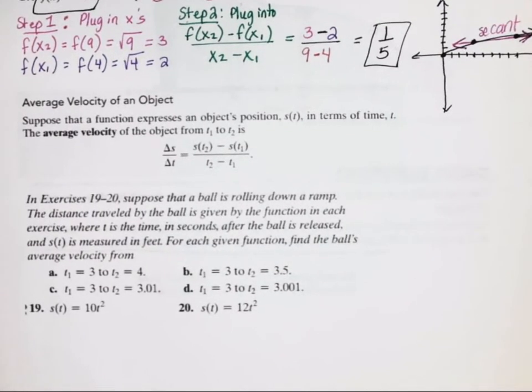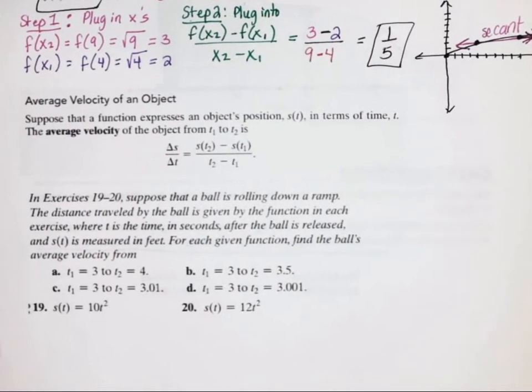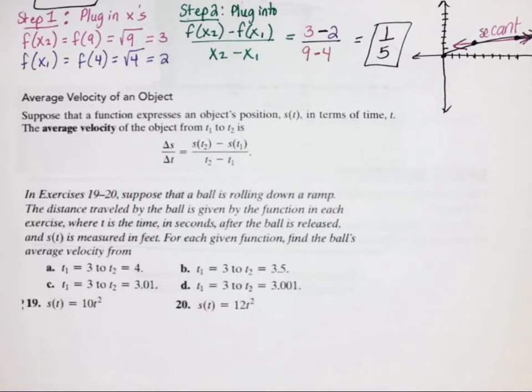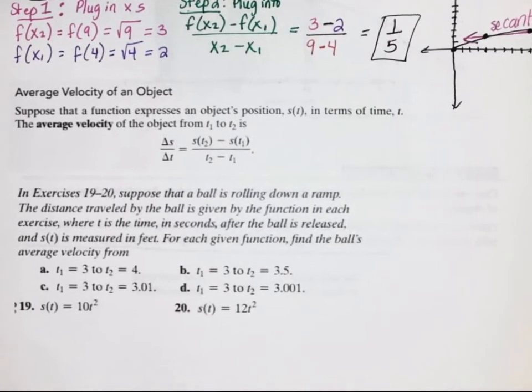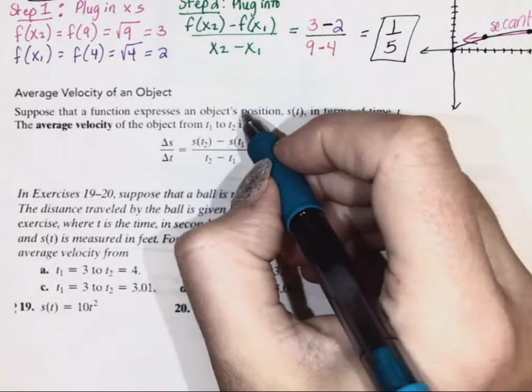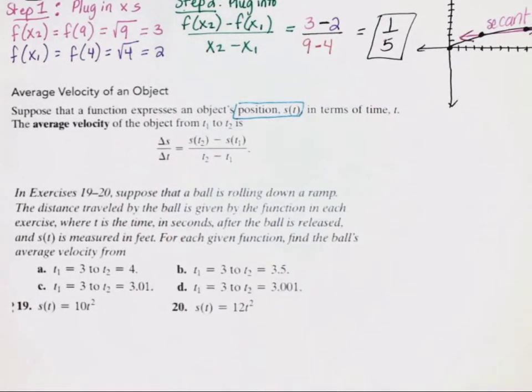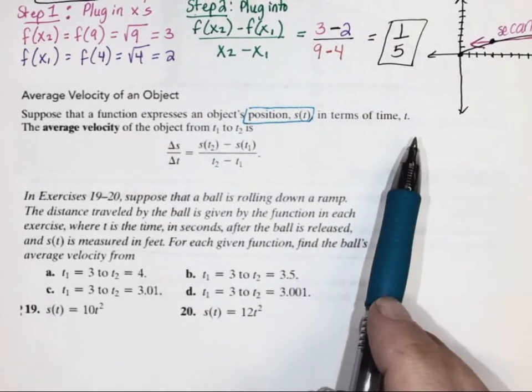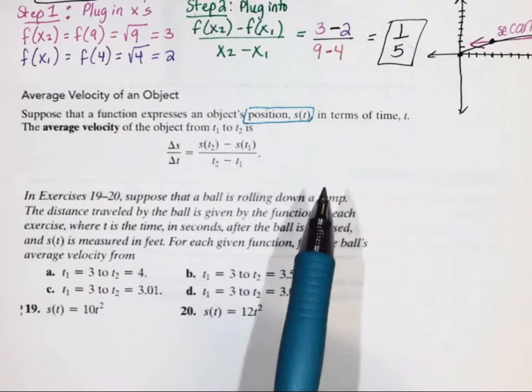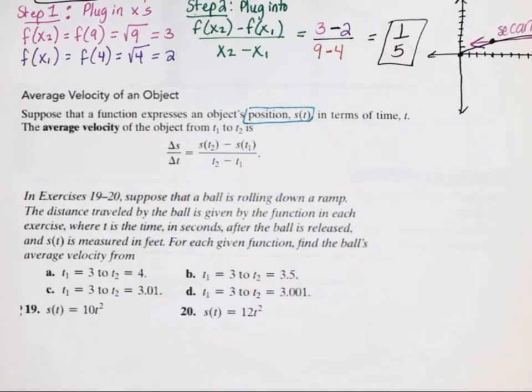Okay, the next thing that is also finding the average rate of change, it's just a different type of problem, is dealing with velocity and an object's position versus time. And suppose that the function expresses an object's position, and they always let position be s of t. So position is s of t. Where is the ball after it's rolled down a ramp 3 seconds later? Time is t. It can be expressed in minutes, years, seconds.